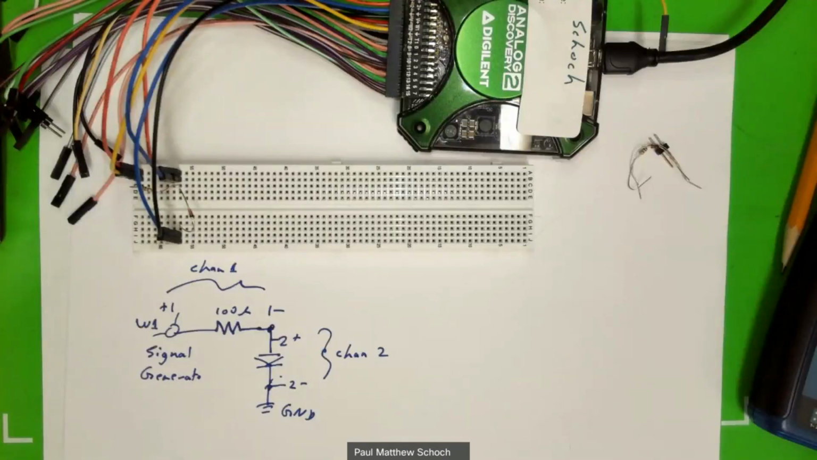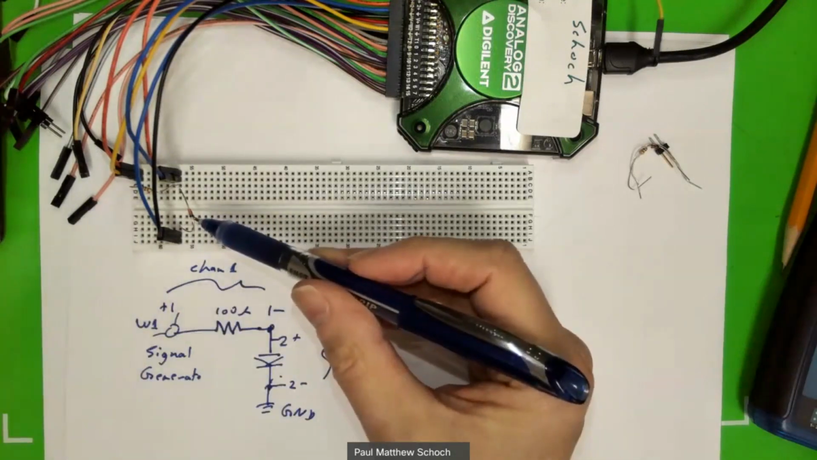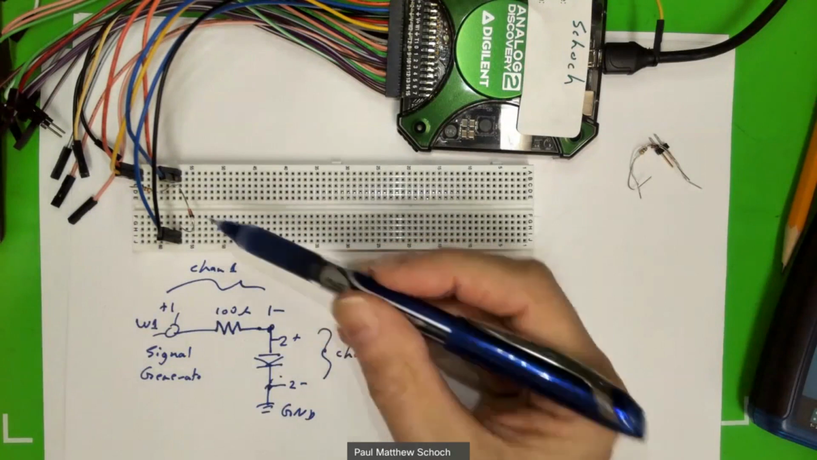Hello, I'd like to give you a quick example of using a math channel in Waveforms with the Analog Discovery 2. So I've just set up a simple circuit. It's not one that you actually use in the experiments, but it's similar and just an example of doing a math channel. So I have a 100 ohm resistor, a 1N914 diode set in here.